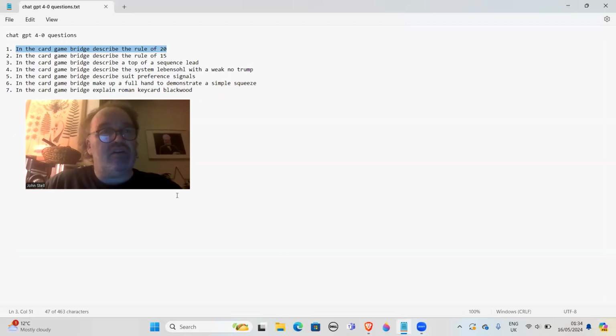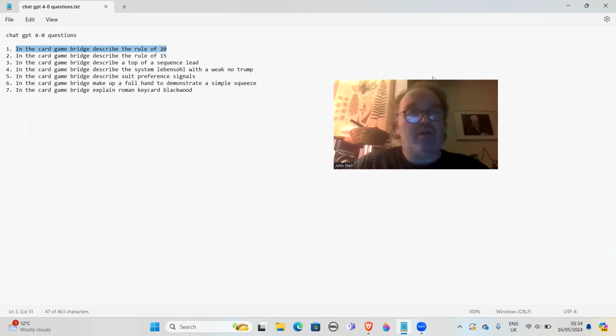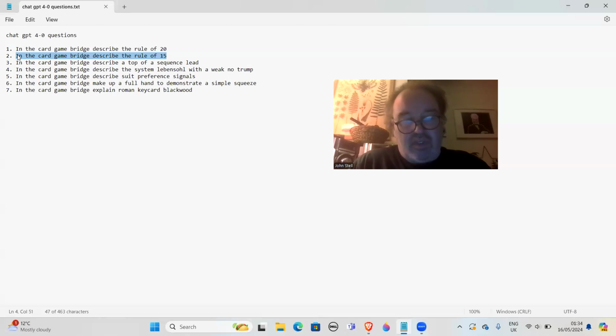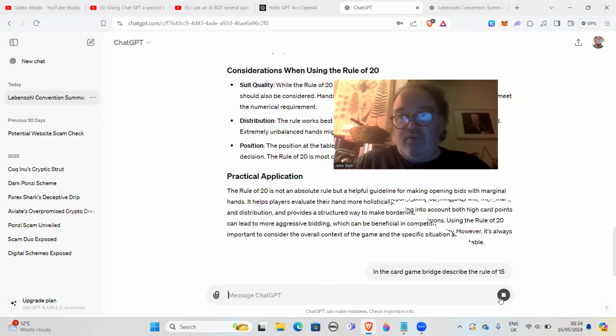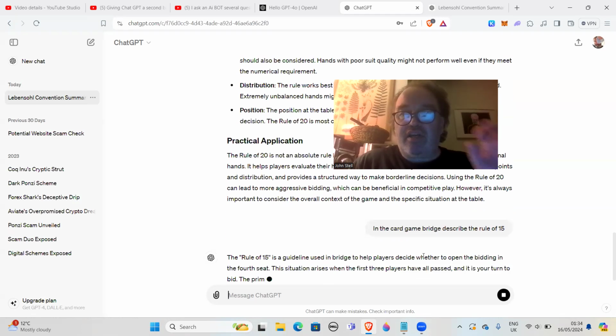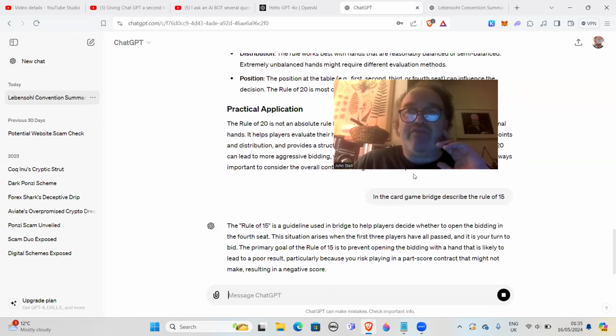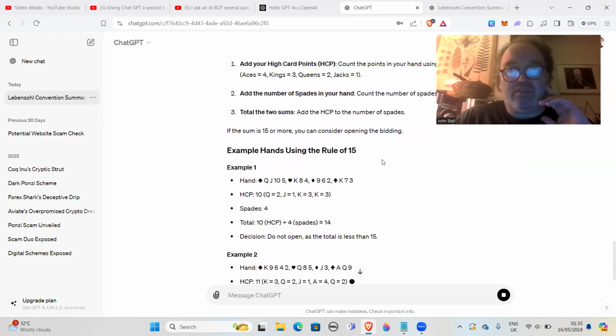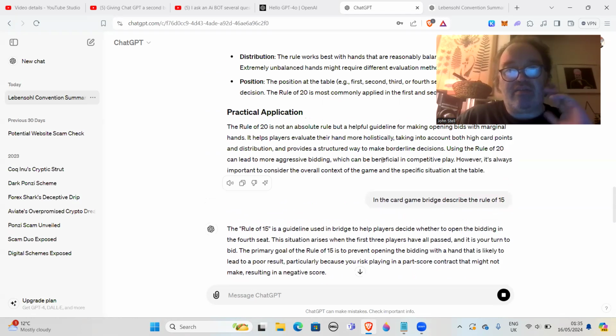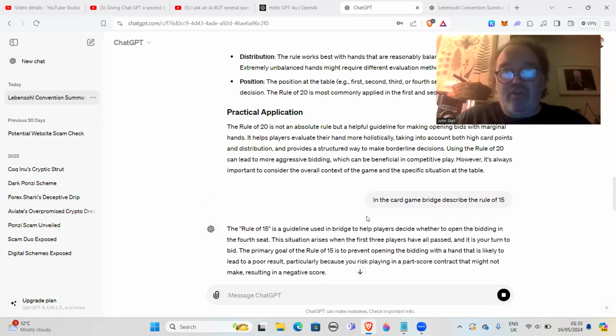Okay, so let's have a look at another question. Pretty similar again. Let's go for the rule of 15 this time. See how we get on there. Boom. So, in the card game Bridge, describe the rule of 15. Right, so again, it's doing a similar kind of thing, a more full answer. It's definitely giving fuller answers.